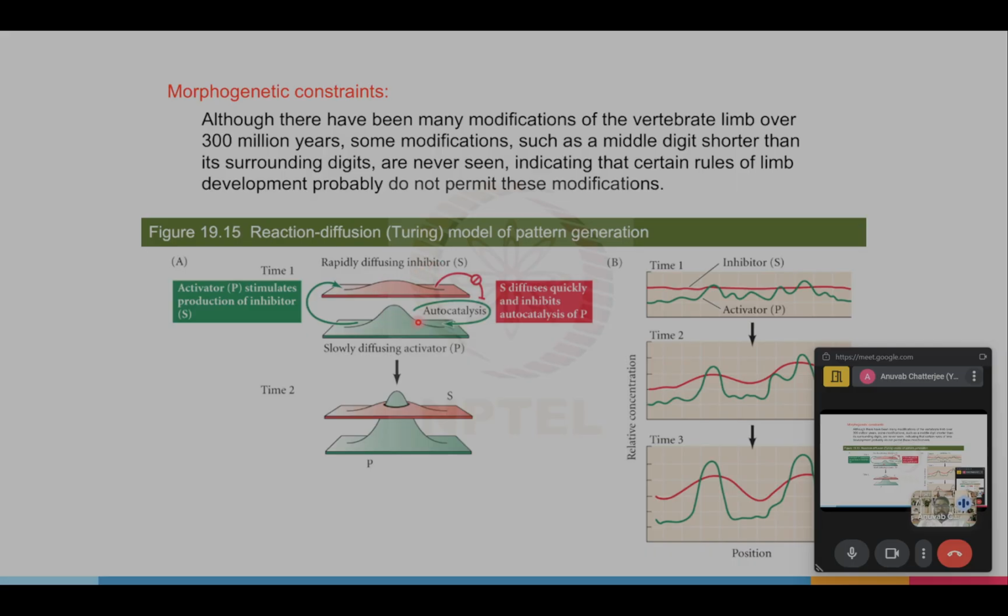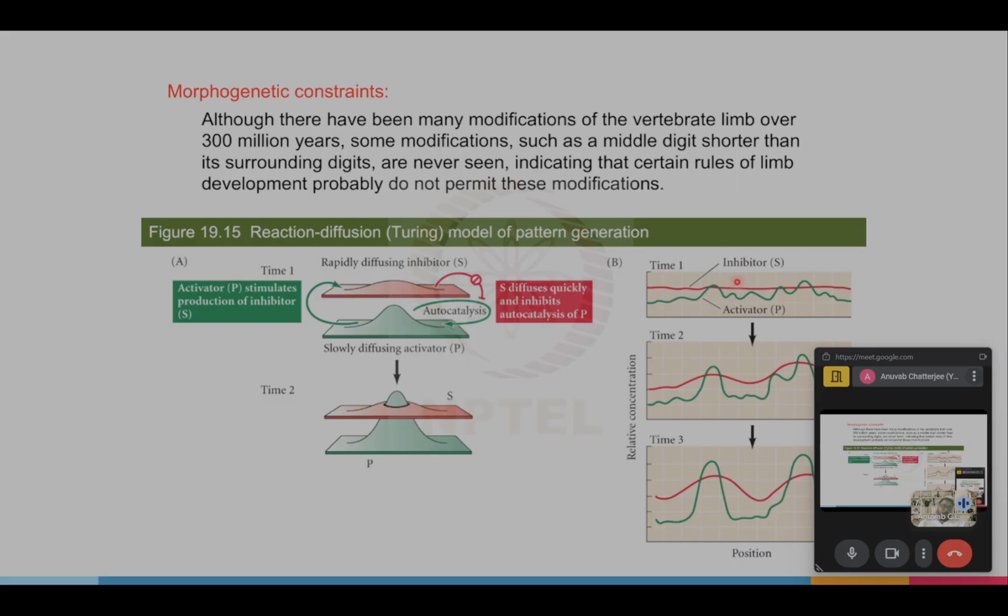As you can see, since P is slower, it has a higher peak exactly where it is produced, and then a very gentle slope as it goes further from the source. Whereas S, being a rapidly diffusing inhibitor, has sharper slopes and a shallow peak, because it is diffusing too rapidly around its own source, so it does not form a peak. The reaction diffusion model tells us how exactly such a system can give rise to big asymmetries.